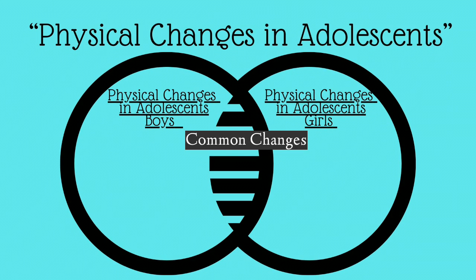Activity: physical changes in adolescence. Using the Venn diagram, identify the physical changes among adolescents on the left side for the boys and on the right side for the girls. In the middle part, identify the common physical changes for both boys and girls.